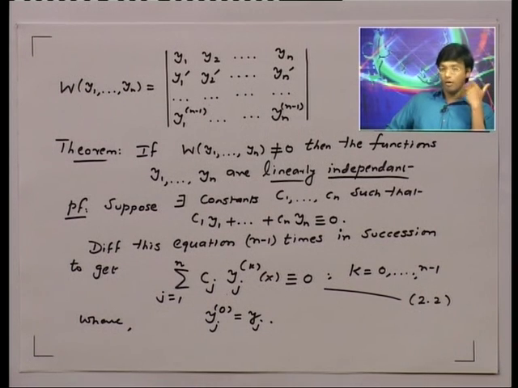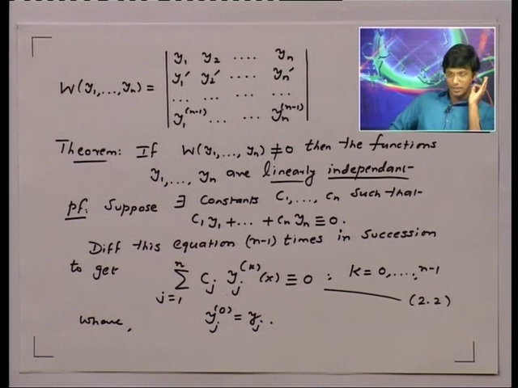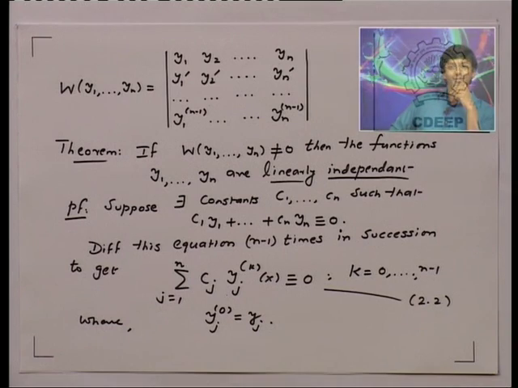What about the converse, or contraposition? The Wronskian is identically 0, then the functions are linearly dependent. That is a statement of the converse, right? Is it true? Is it true that if the Wronskian W of y1, y2, ..., yn is identically 0, then y1, y2, ..., yn are linearly dependent? What do you think? What do you feel? It should be true. Anybody says it's not true? How would you prove it?